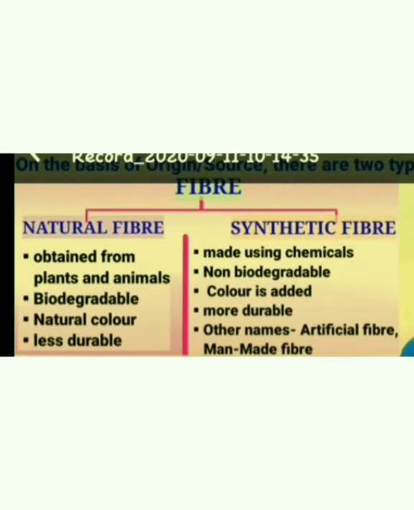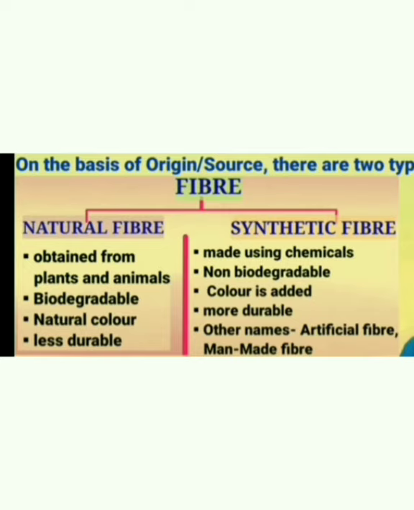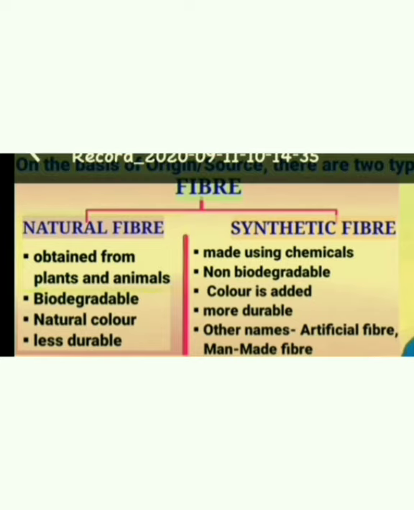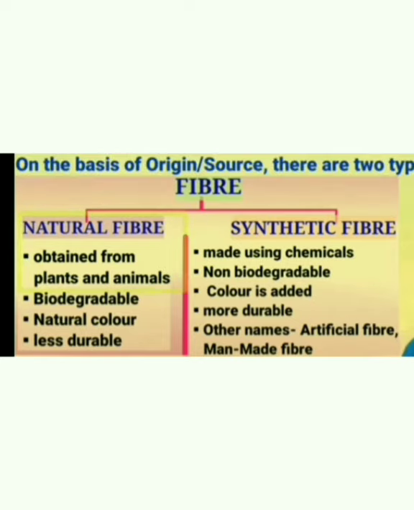There are two types of fibers. Let us see which are those. That is natural fiber and synthetic fiber. Natural fiber is obtained from plants and animals. It is biodegradable, it has natural color and it is less durable. Same as synthetic fiber, chemicals are used, it is non-biodegradable, color is added, it is more durable, and other names are artificial fiber or man-made.